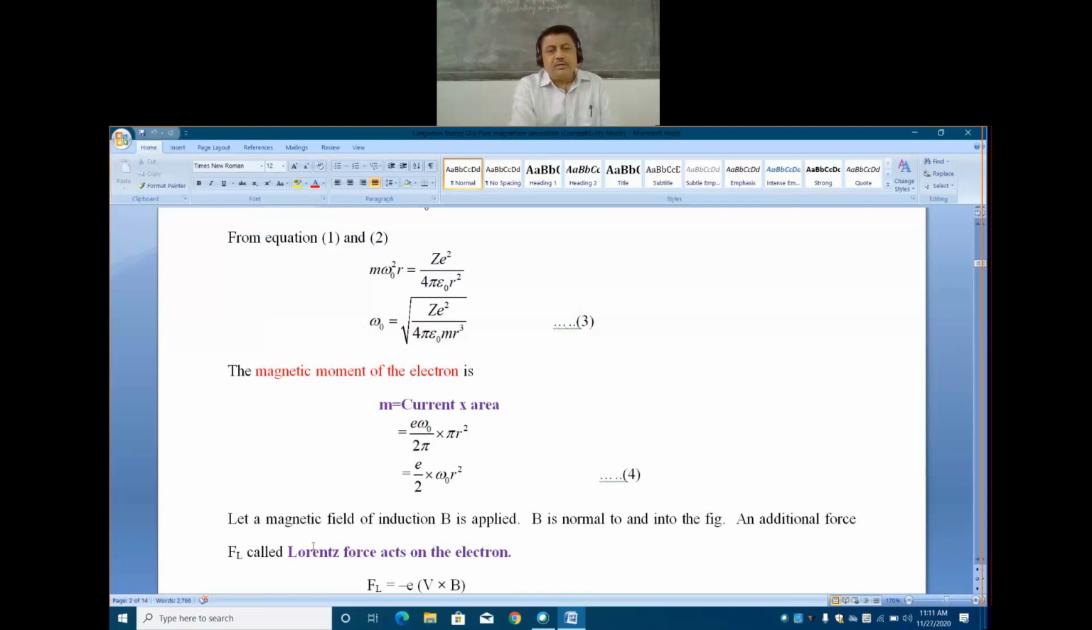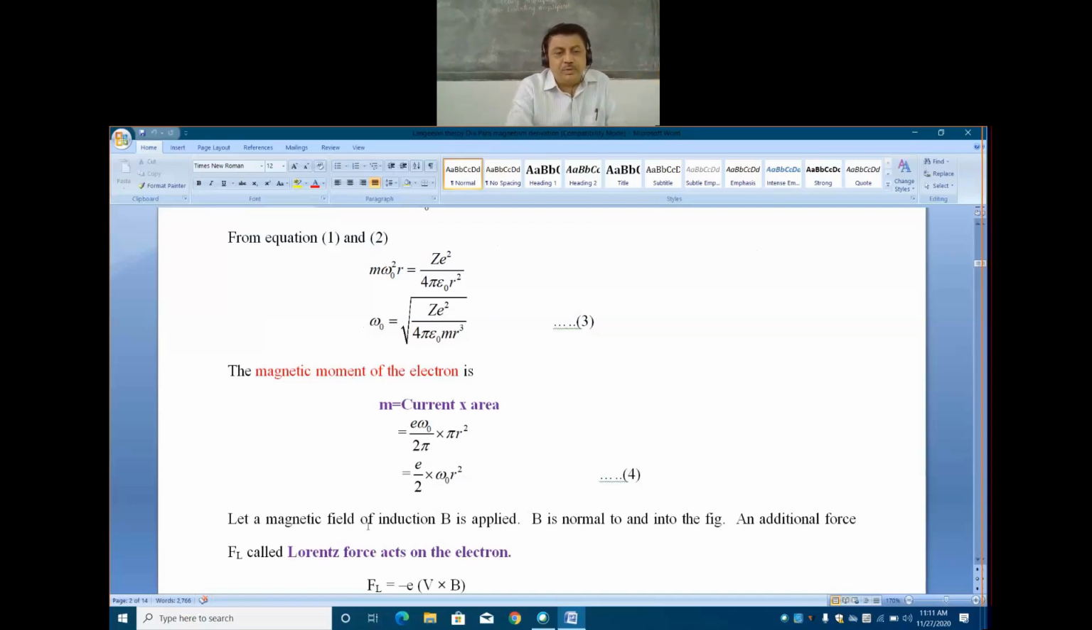First we are writing the expression for magnetic moment as current into area. Current is e omega naught by 2 pi into pi r square. So pi gets cancelled, and e omega naught r square by 2 is the magnetic moment of the electron.